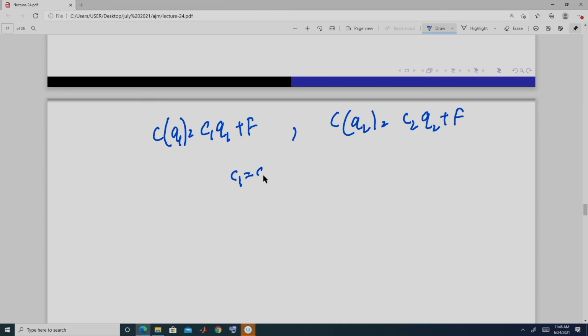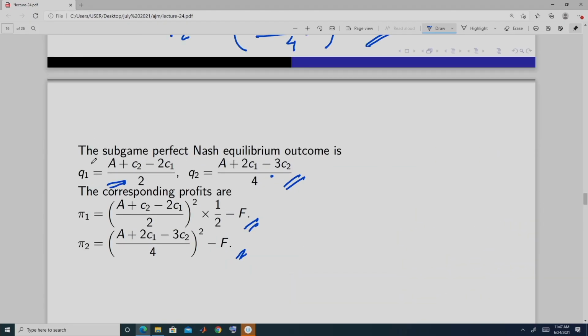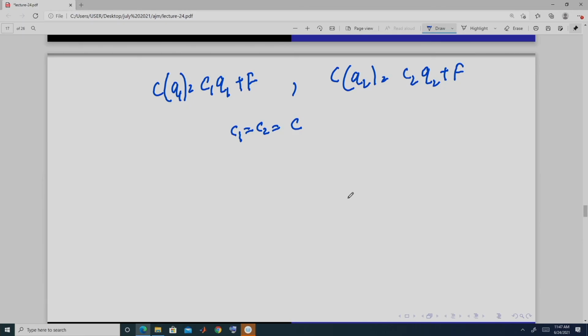So, for simplicity, suppose we make this assumption, C1 is equal to C2, equal to C. By taking this kind of output, we will compare the profit, and we will do that through a diagram, not algebraically, because algebraically it will be messy and will not give us a very clear picture. It will be conditional statements. So, let us take this.